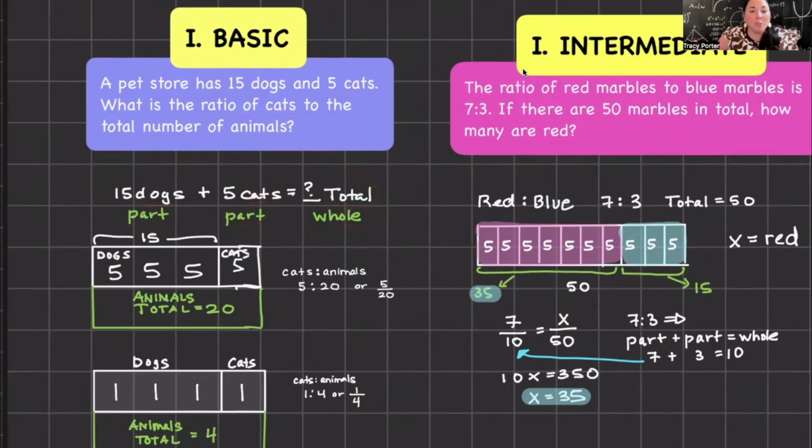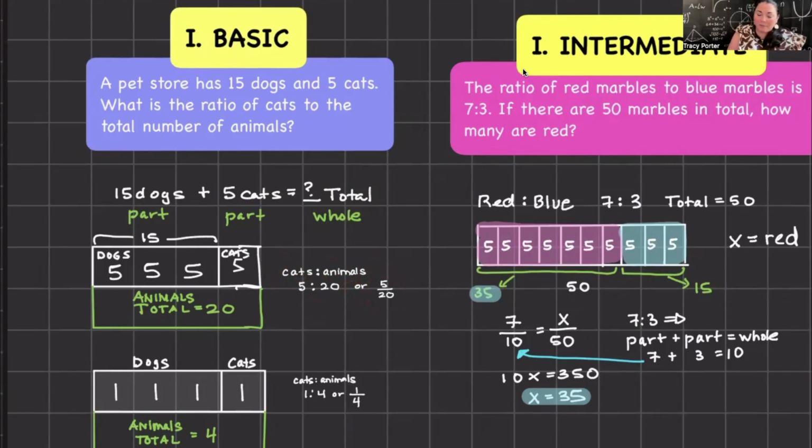Since there's only two parts, if you put the two parts together, that's how you're going to get your whole. Now, the total number of animals is going to be written over here, and we want to write cats to animals. We can either use this ratio notation or we can use the fraction notation, and you need to be able to recognize both.